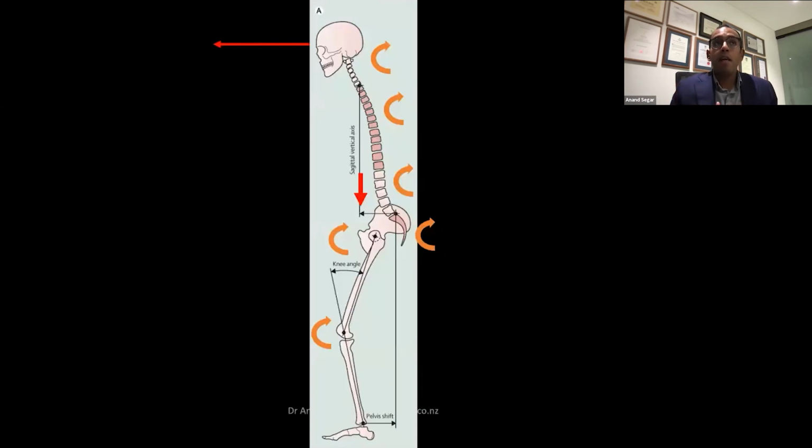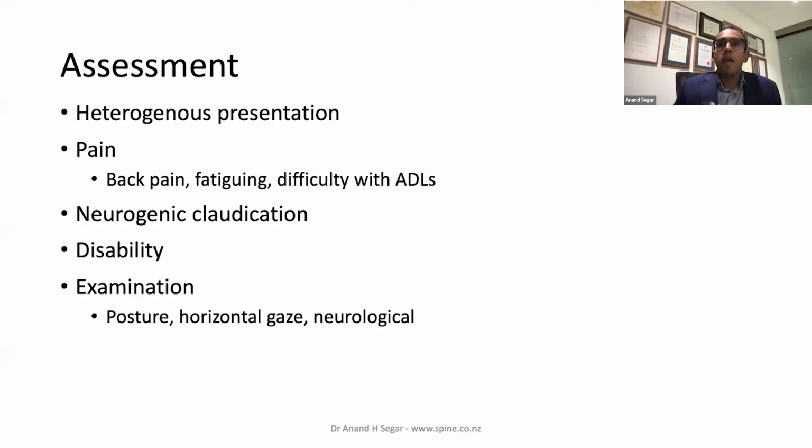But for patients with adult spine deformity, they are using the muscles all the time. So they have back pain and early fatiguing when they walk. So how do you assess these patients? Well, they have a heterogeneous presentation. They have back pain, fatiguing, difficulty with activities of daily living. They can have associated spinal stenosis and neurogenic claudication.